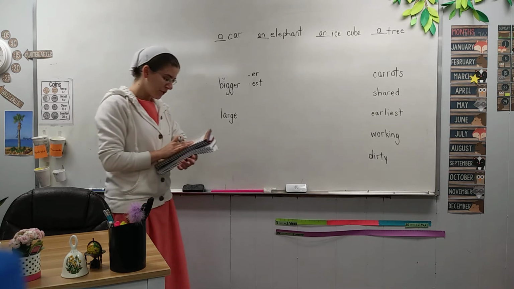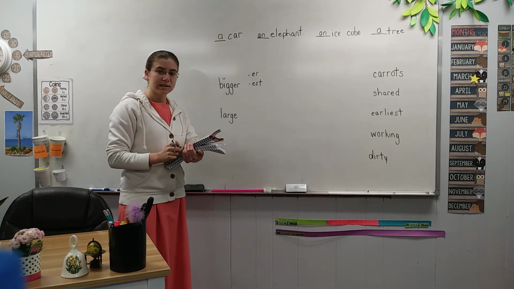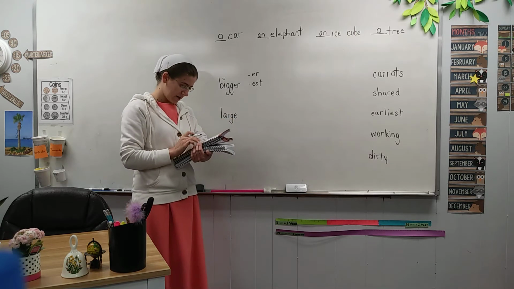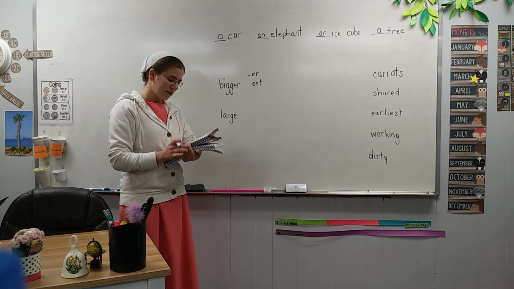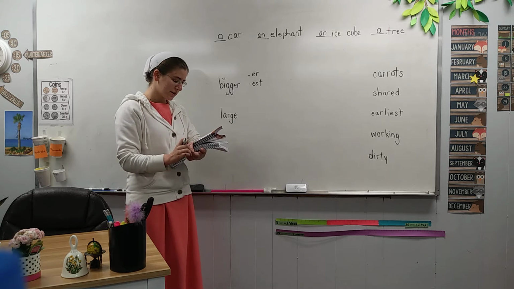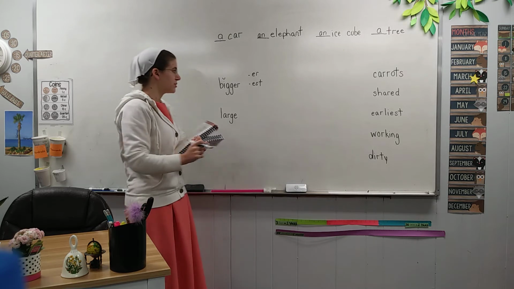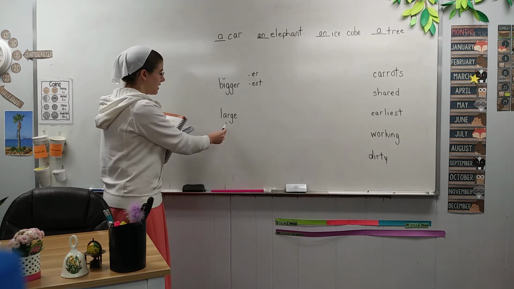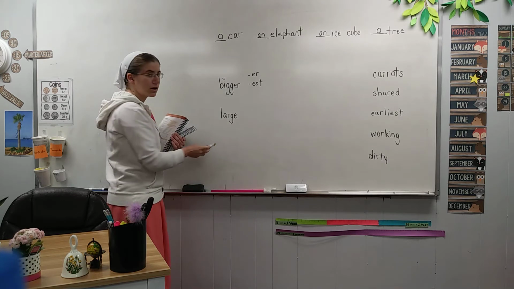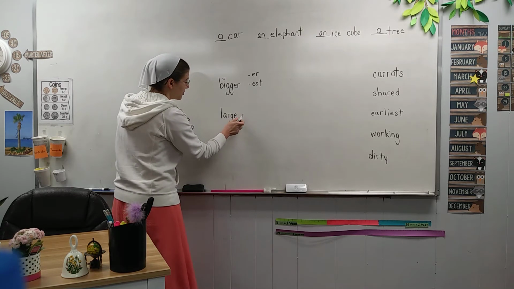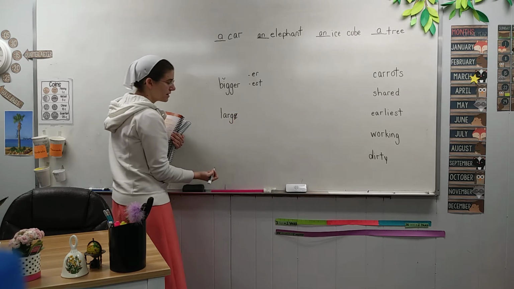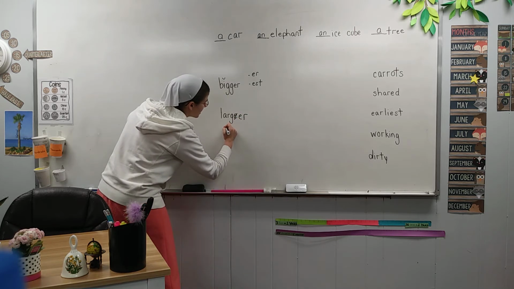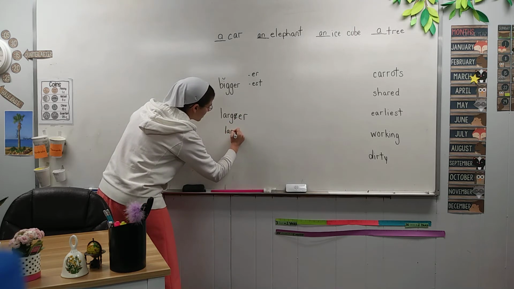Okay, the next rule, when the root word ends with a silent E, as in large, you can't hear the E, it's silent. If it ends with a silent E, drop the E before adding a suffix that begins with a vowel. So again, we'll use ER and EST as our examples. If I would like to say larger or largest, I drop my silent E before I add ER. So then I just have larger.